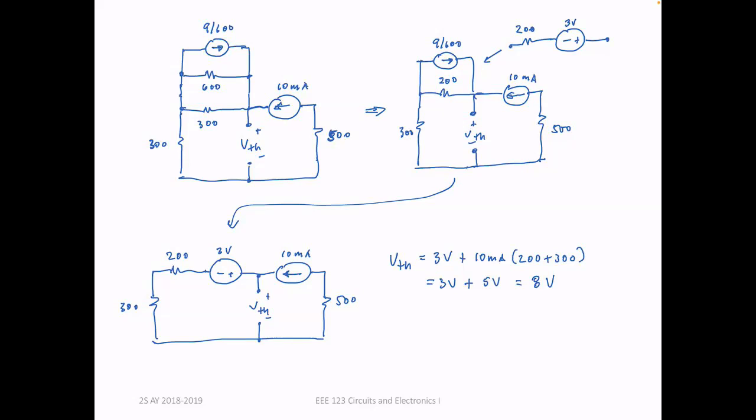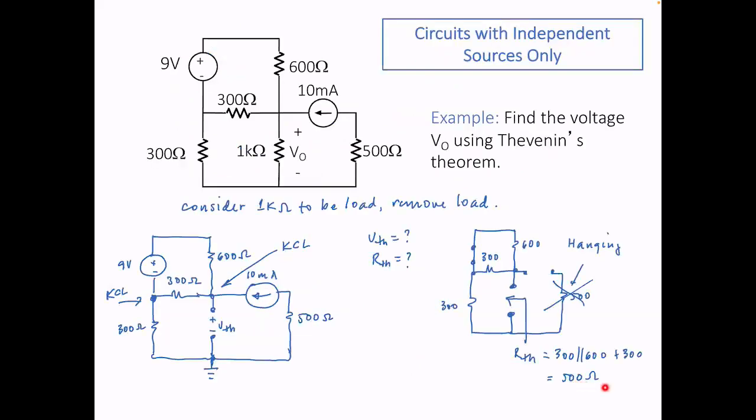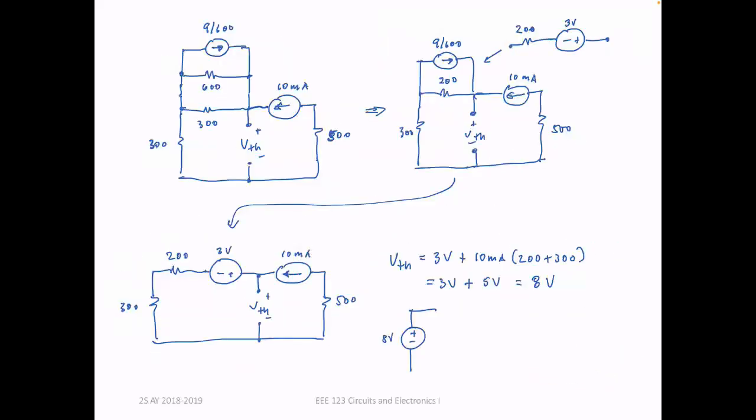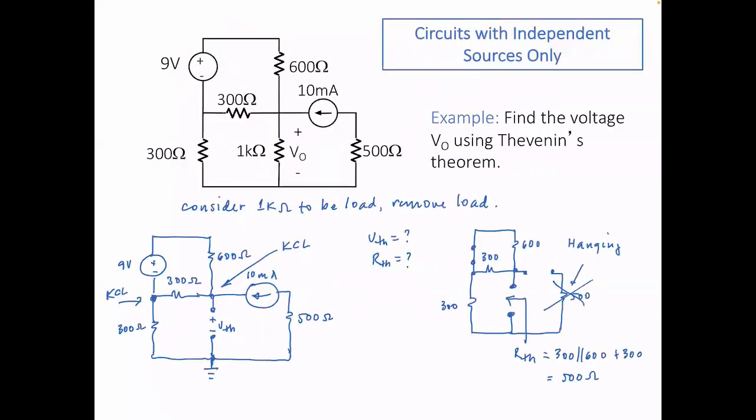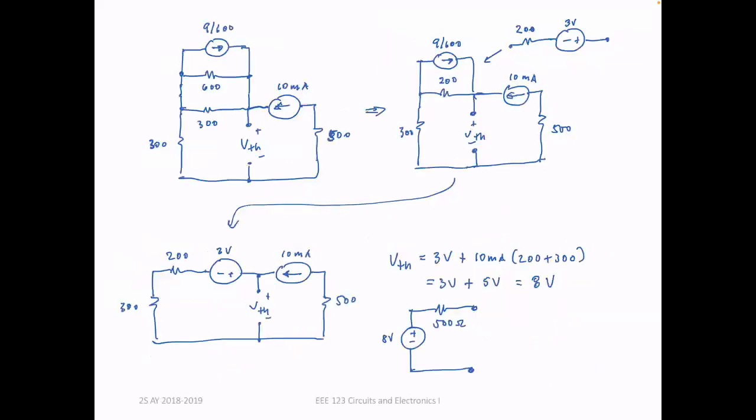So ano yung equivalent circuit ko, ano yung Thevenin equivalent ko? I'll have an 8 volt source. And then what is my Thevenin resistance? That is 500 ohms. So I have my 500 ohms. My original problem, I wanted to compute for V sub O. So what do I do? I put back the 1K. Ibabalik ko rito yung 1K. Put the load back.